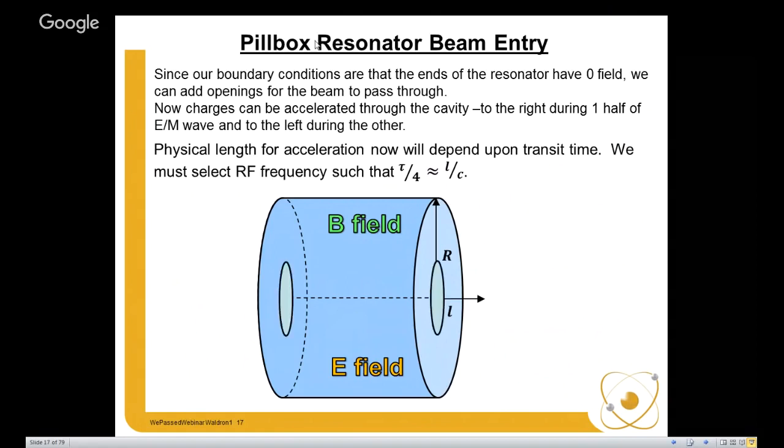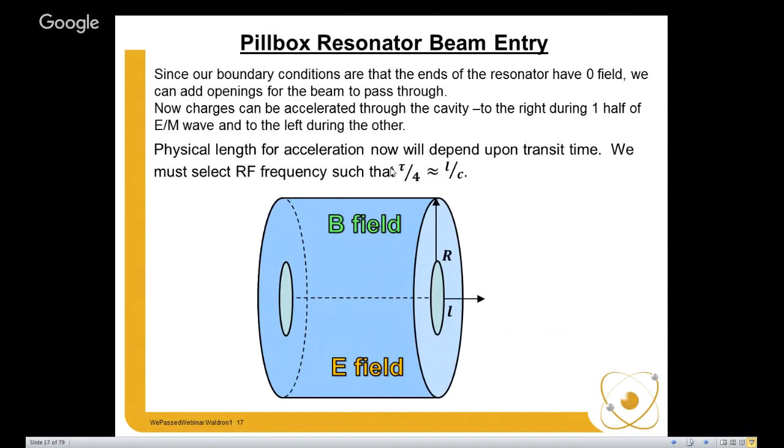Well, as it turns out, our boundary conditions are very helpful to us because the ends of this container are at 0. Therefore, if I want to just cut a hole in it, I can. So we'll cut a hole in it. And now, when the electric field is oriented to the right, if I place some electrons near the opening, they'll be accelerated to the right or to the left, depending upon where they're at when that polarity switches.